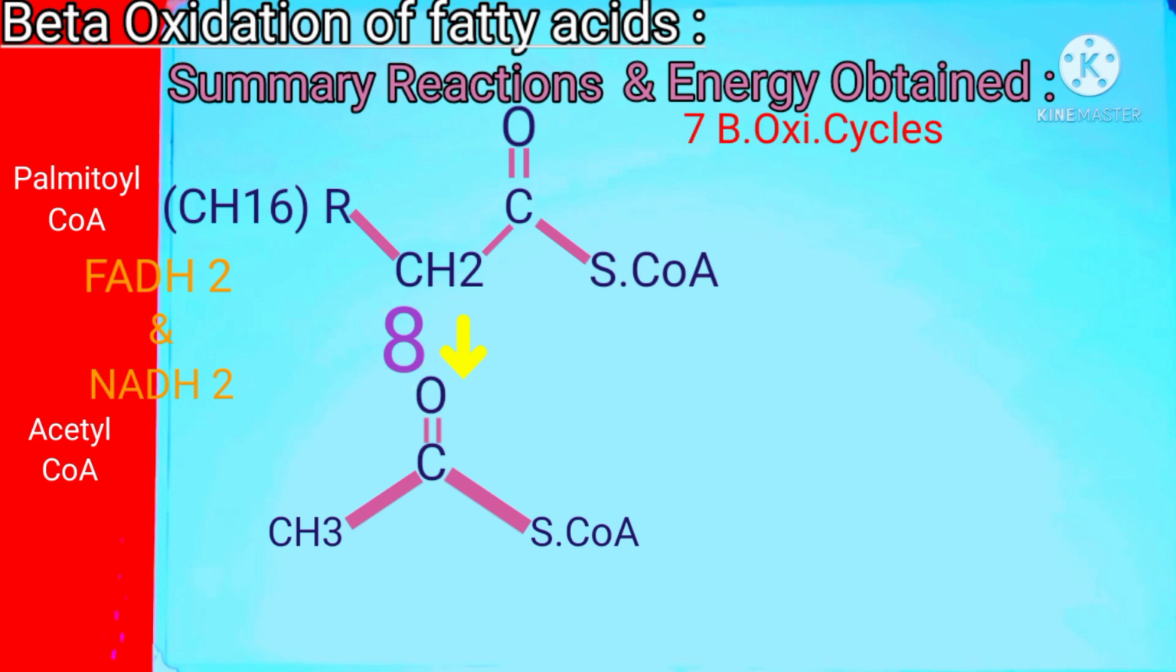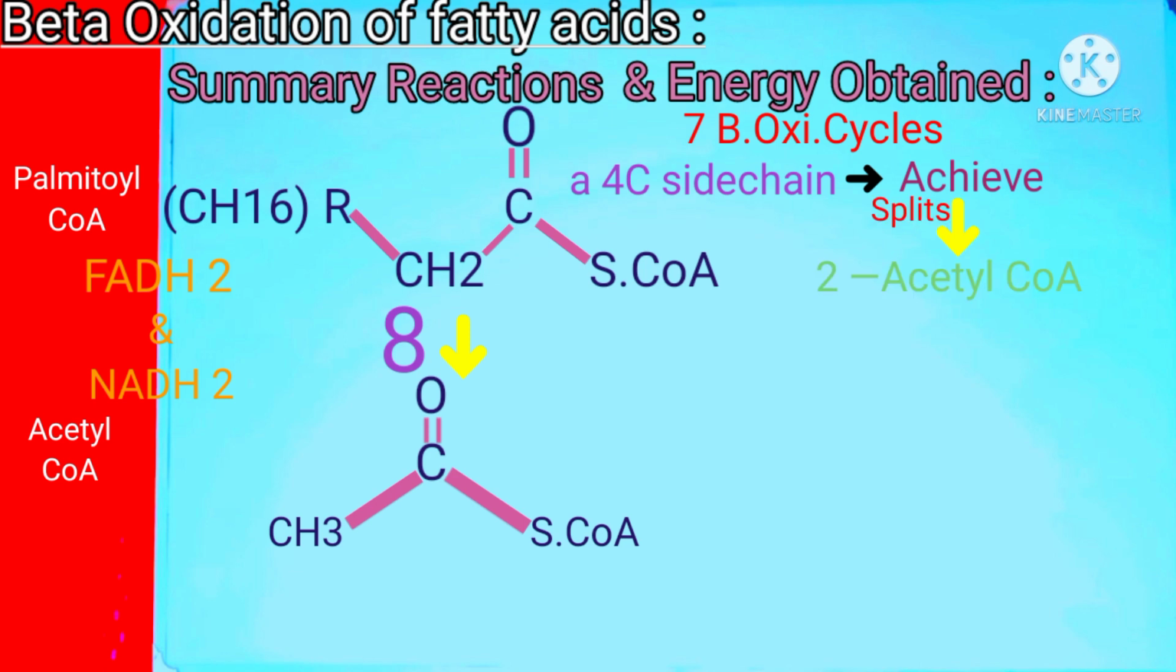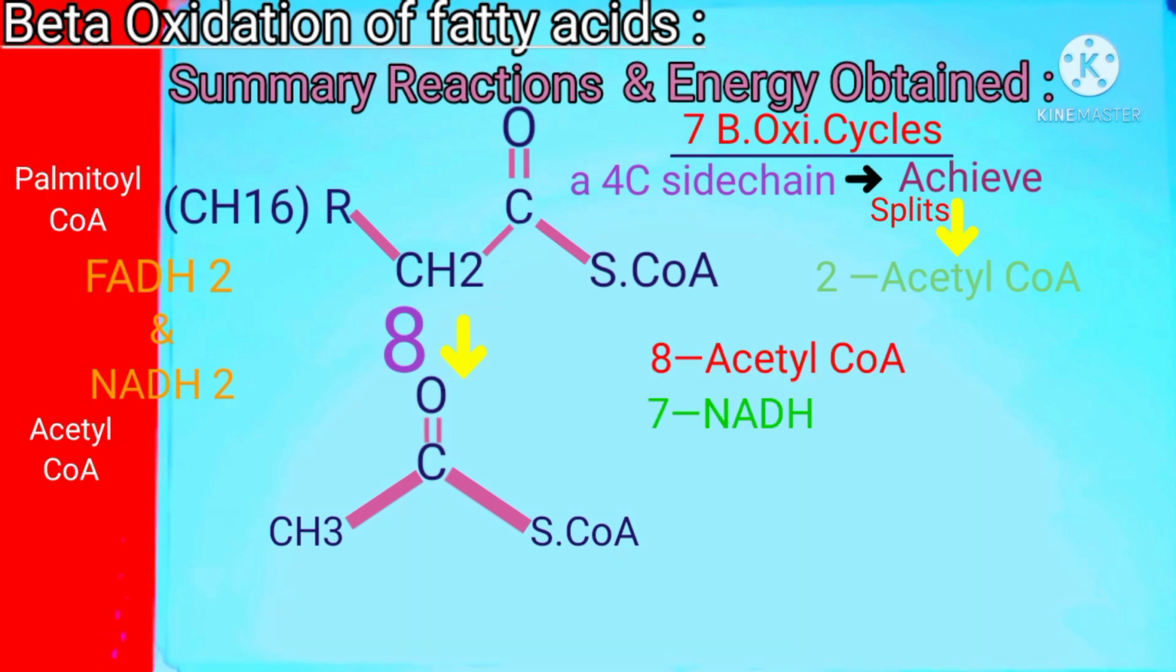During these 7 cycles of beta oxidation, a 4 carbon side chain is obtained, which is entirely degraded into 2 molecules of acetyl CoA. So after these 7 beta oxidation cycles, we attain the following compounds, which are 8 molecules of acetyl CoA, 7 molecules of NADH, and also 7 molecules of FADH2. All these procedures occur in the mitochondria.